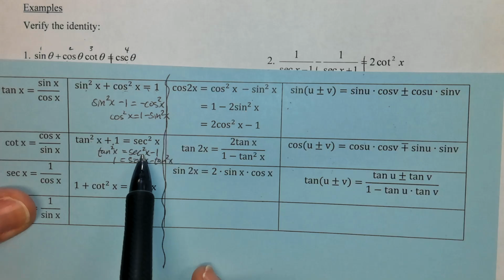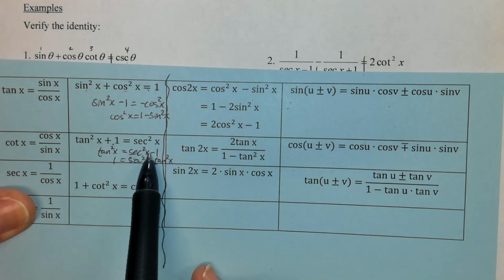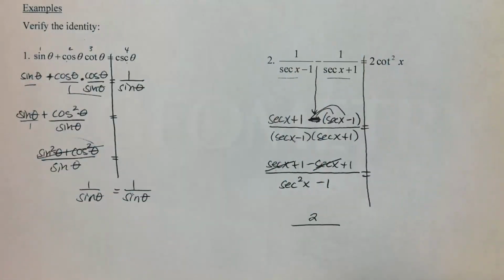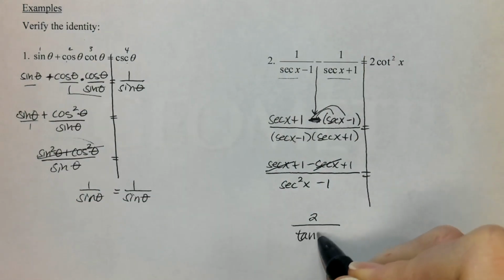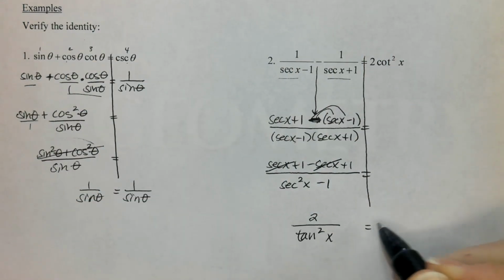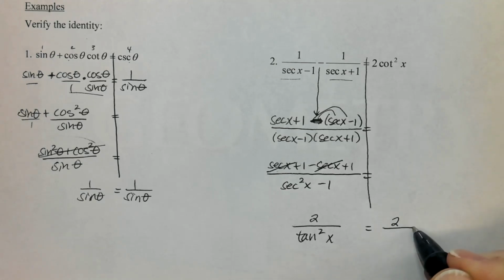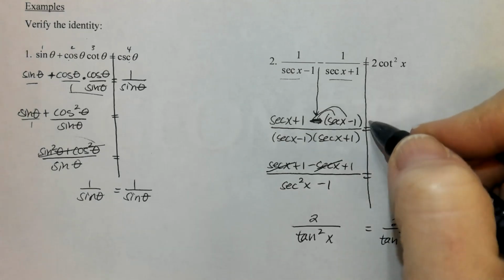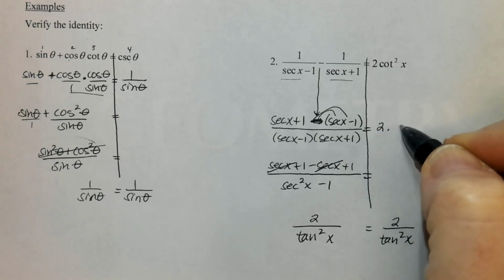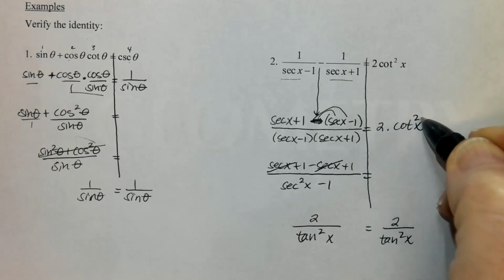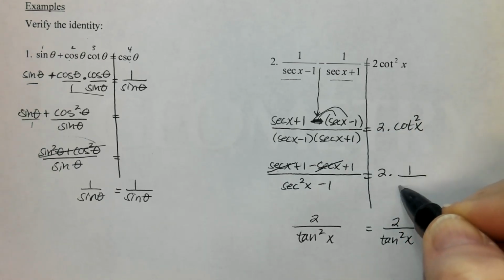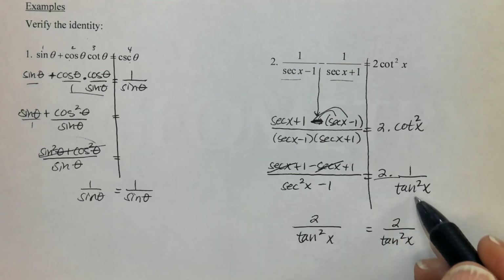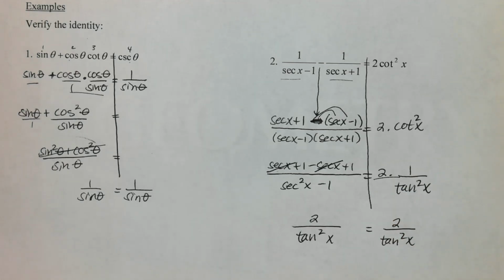We already did that in a previous video, so secant squared minus 1, if I rearrange this, would just be tangent squared. So I'm going to put tan squared down here, x, and that's actually what that will be. Cotangent is just 1 over tan. So if you wanted to write that out, you could write 2 times cotangent, and you could do 2 times 1 over tangent. So it's just 2 over that tangent squared.